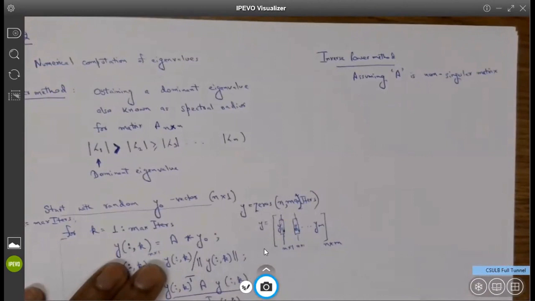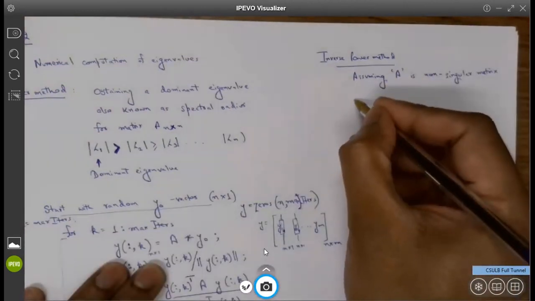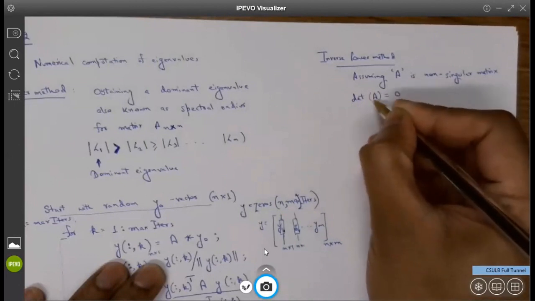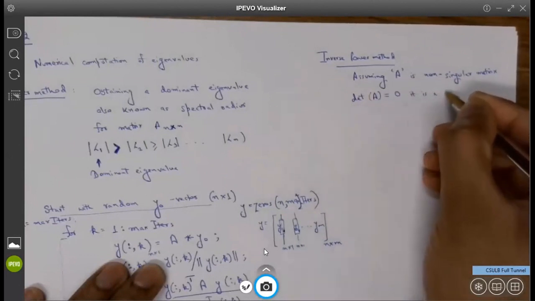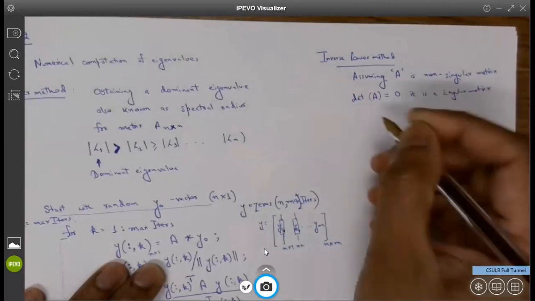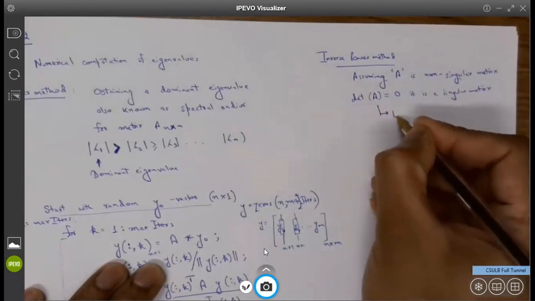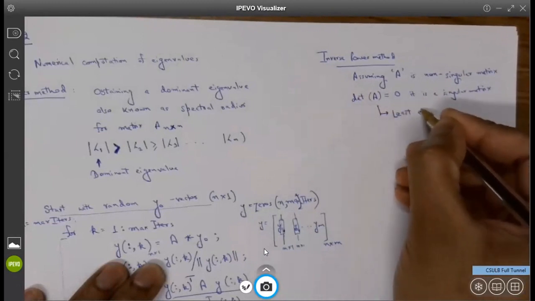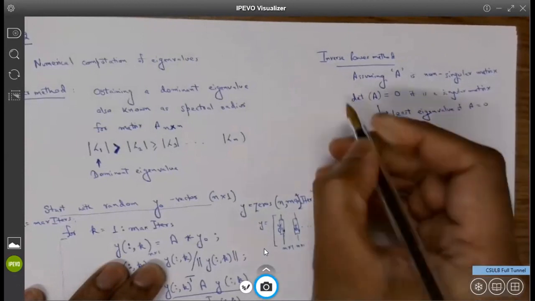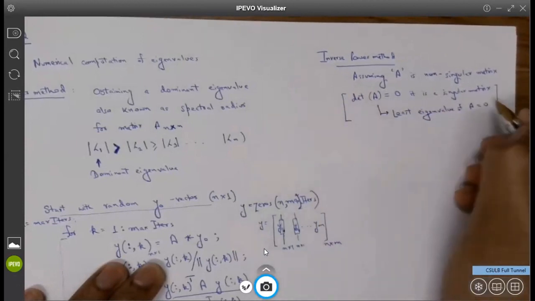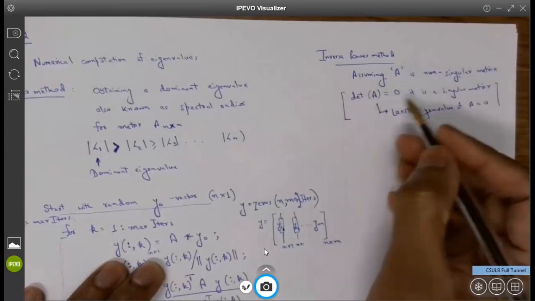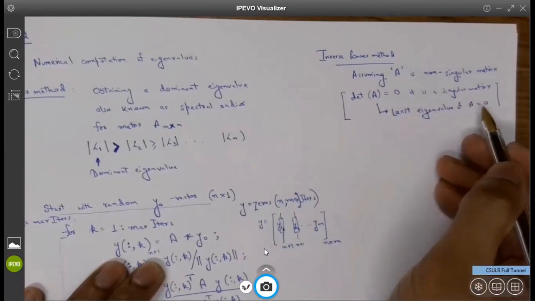Is that if the determinant is equal to 0? Yeah, if determinant of A is equal to 0, that means it is a singular matrix. And if that happens, that basically means the least eigenvalue of this matrix is 0. However, if A is non-singular, then we know that the minimum eigenvalue of A is greater than 0.